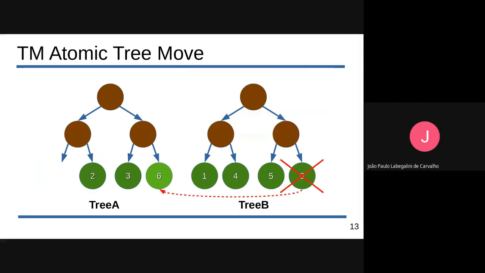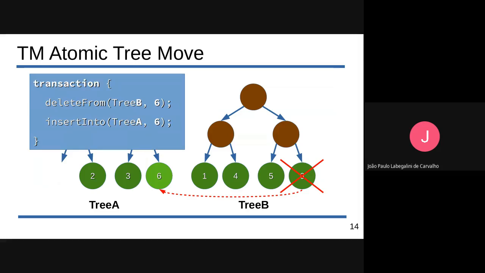Similarly, we can also move in the other direction, from B to A, as easily as we did from A to B. You just need to wrap the 2 calls for deleting and inserting elements from each tree within a transactional block.